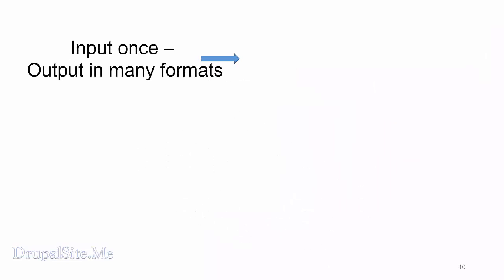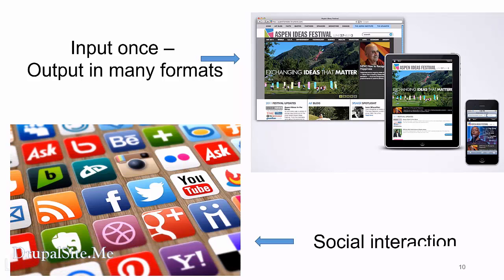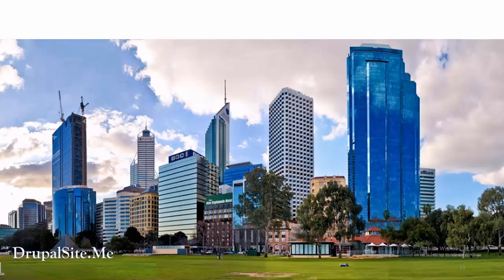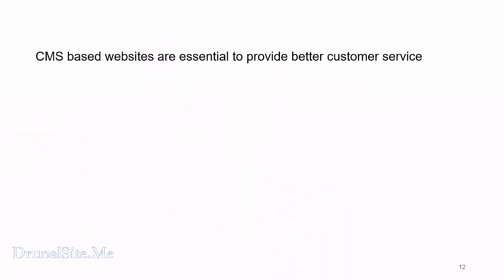Another advantage of a content management system is the information is put into the system once, and it can output into many different formats. A CMS does all that. And in these days of social interaction, social media, your site should be able to interact with this. It's a two-way communication. So you should be able to interact with your users much more freely. For the reputation of your company, a CMS-based website is essential to provide a good customer service, and that's important for business.